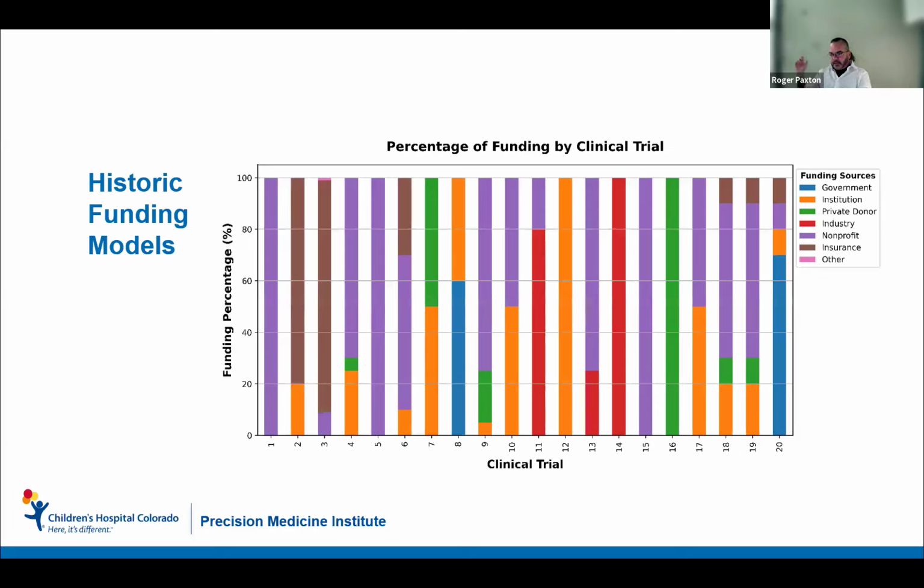Now, looking at this once again in a slightly different way, on the x-axis, we have our discrete clinical trials broken down, all 20 of them. On our y-axis, we see the funding percentage that each of these clinical trials utilized. And then on our legend on the right, we can see color-coded what these funding sources were. Again, we can see an extreme degree of variability, but what we can see, once again, is a strong purple and a strong orange in this, representing both, again, the nonprofit and institution funding sources.